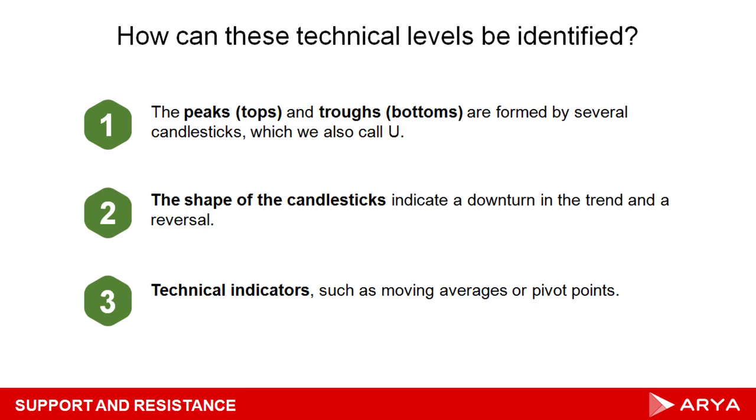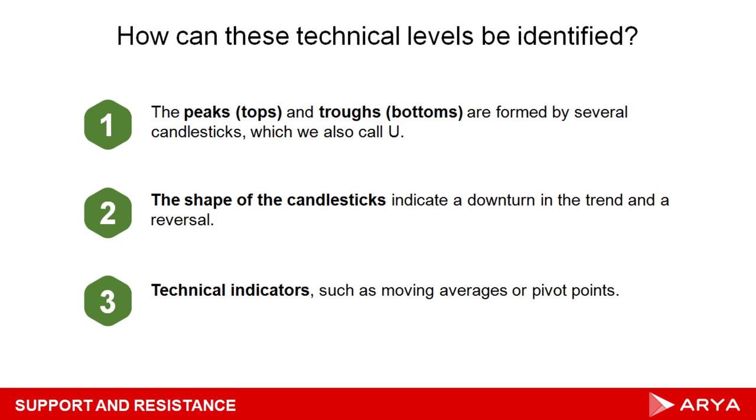Specifically, you will use several factors to find support and resistance levels. First of all, the peaks and troughs formed by the candlesticks. Quite simply, this is what we call tops and bottoms. We will look at this in more detail in this training. The shape of the candlesticks is also important and indicates a downturn in the trend and a reversal, and also technical indicators such as moving averages, pivot points, or even Ichimoku. We'll talk about this in more detail in this training. In the module, we will look at Arya tools for learning to identify these levels more easily.